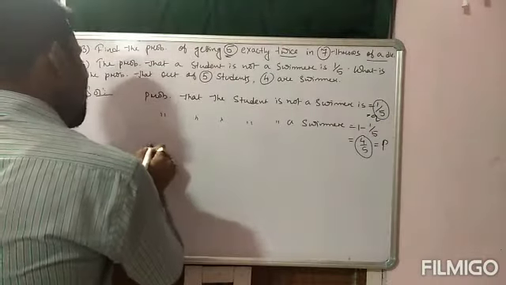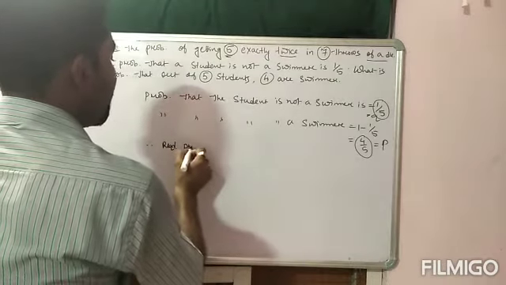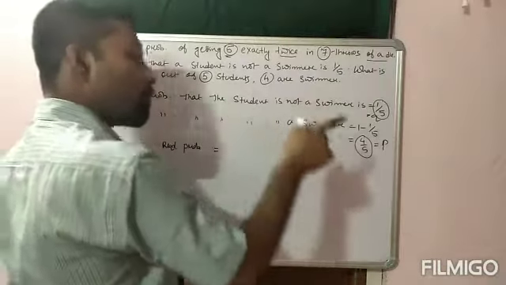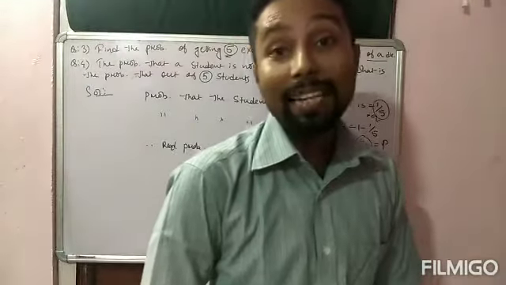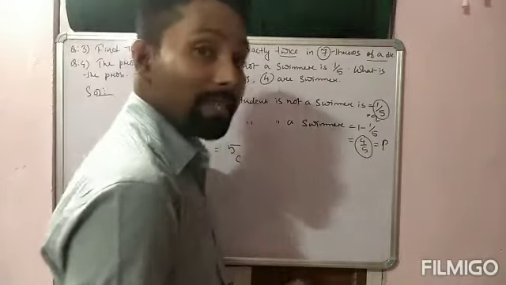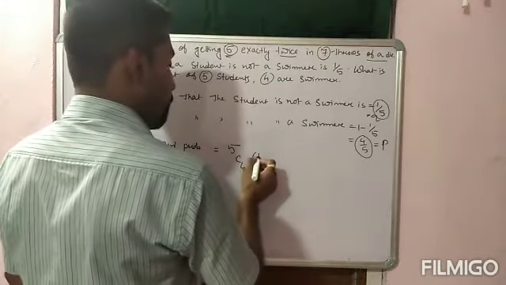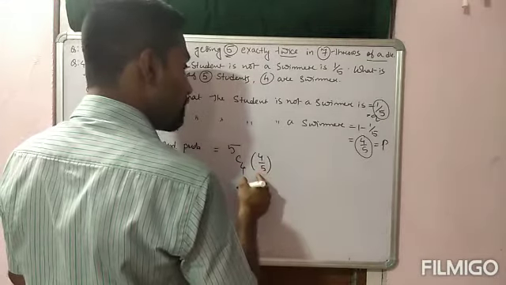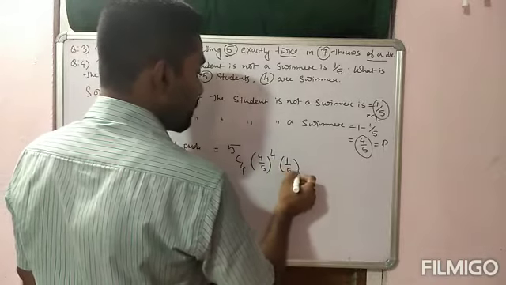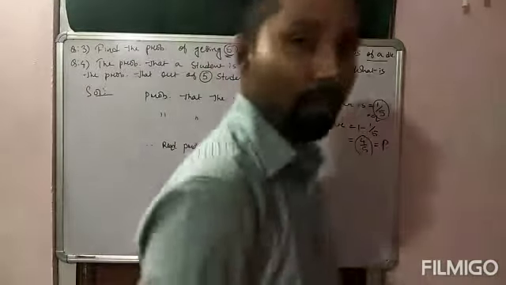Okay, so therefore the required probability that out of 5 students 4 are swimmers, that means now it is confirmed that here n is 5. Total number of students is 5, so n is 5. Out of 5 how many swimmers are there? 4 are swimmers, that means here r is 4. Okay, so 4 by 5 to the power 4 into 1 by 5 to the power 1, because 4 plus 1 is 5 only, since there are total 5 students.